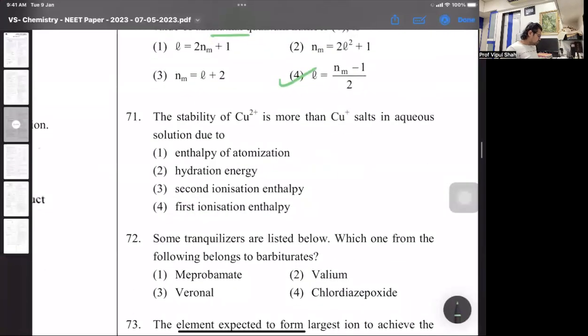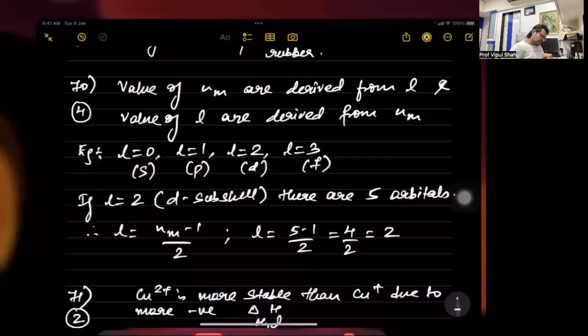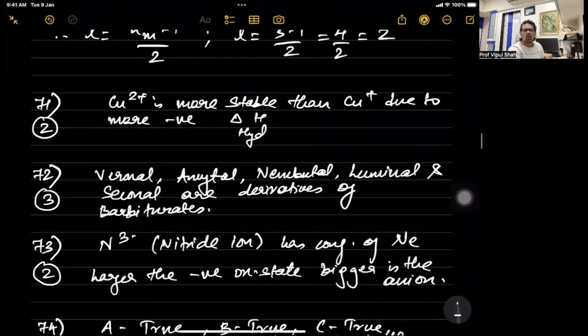Then 71, the question says the stability of cupric is more than cuprous in aqueous solution. The answer is because of its hydration enthalpy. Then some tranquilizers are given below. Which of the following belongs to barbiturates? Barbiturates is nothing but what we have as veronal. Look at this, it's a class. Veronal, amytal, nembutal, luminal, and seconal. All these are derivatives of barbituric acid. That's one. So 72, that's the third one.